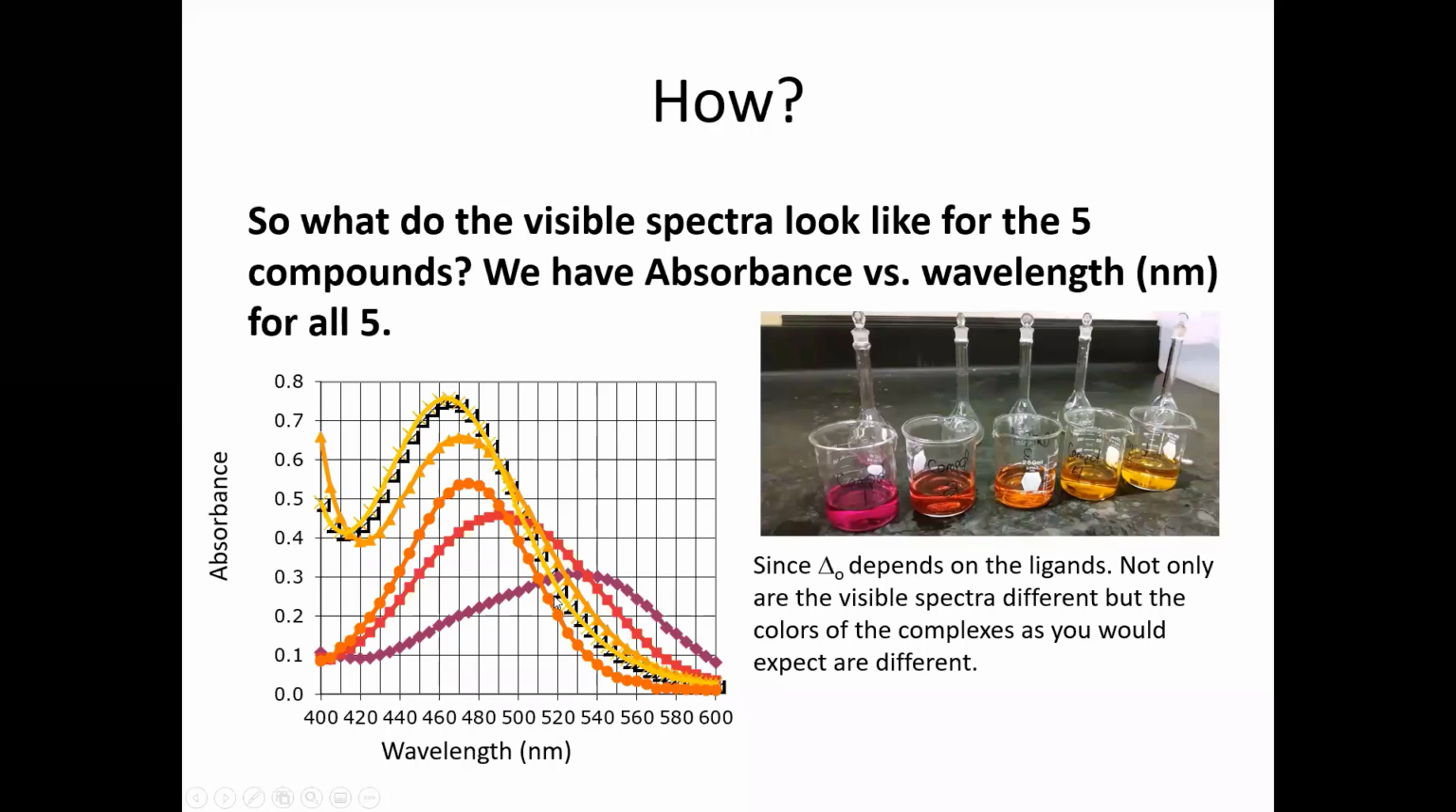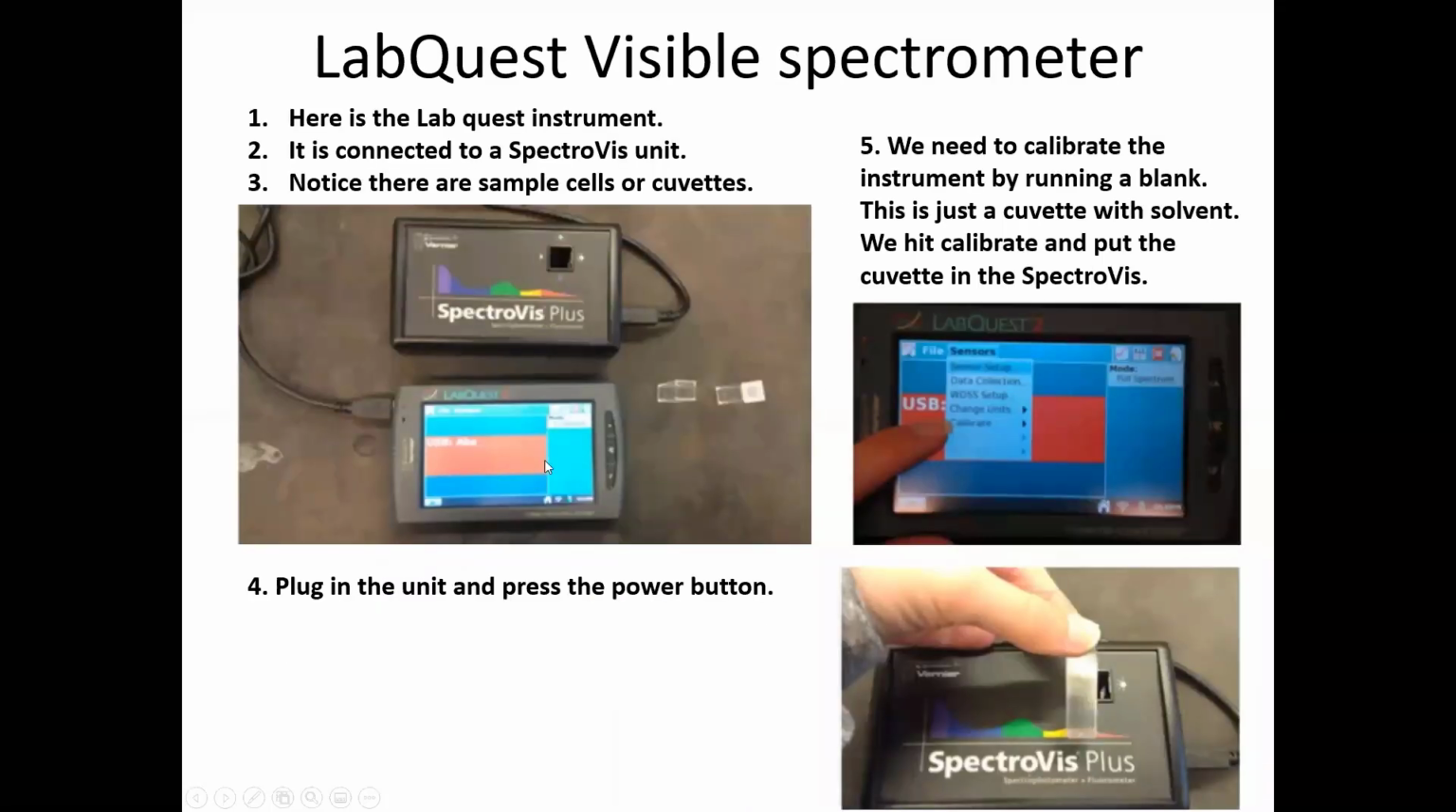So we can measure their visible spectrum and look at the lambda max, and we can calculate the splitting energy by the lambda max. We use the LabQuest unit together with the SpectralVis. The detail of the mechanism of the spectrometer can be found in the experimental procedure. Okay, and remember, every time you start to take a measurement, you need to calibrate the instrument by running a blank first.